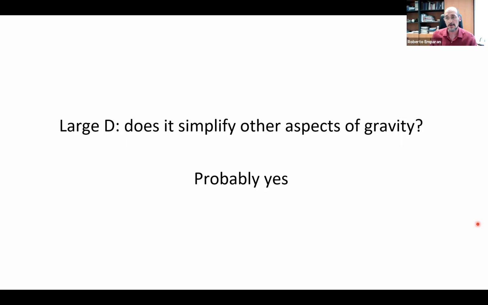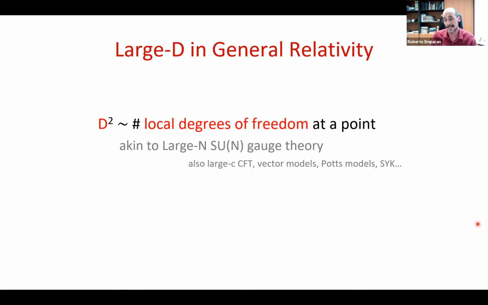So what are the main properties of going to large D in general relativity? Well, when you take general relativity in more than 4 dimensions and you increase the number of dimensions, D appears in several ways in gravity. It appears on the one hand as the number of degrees of freedom at a point, the number of graviton polarizations that you have. The more dimensions that you have, the more directions in which your gravitons can be polarized. Okay? So in this sense, D squared is a measure of the number of local degrees of freedom that you have at a point.